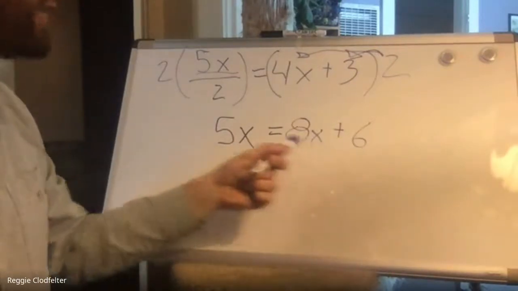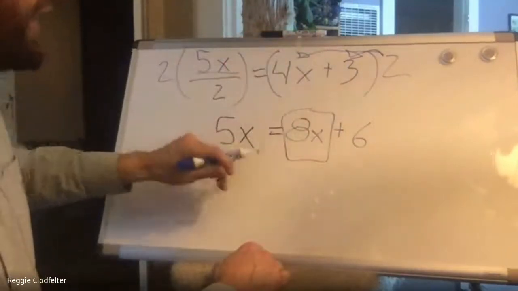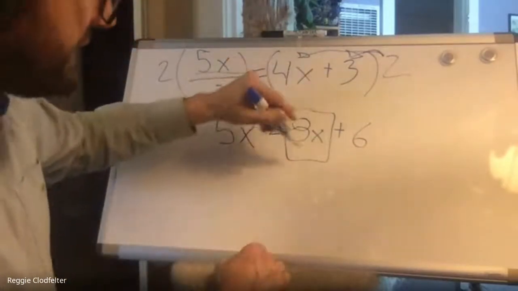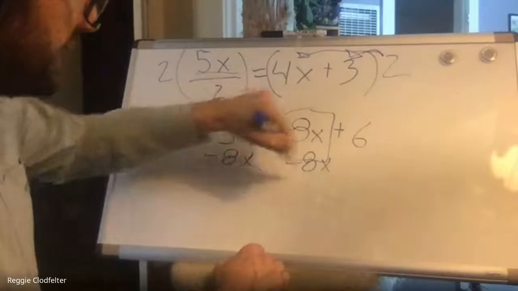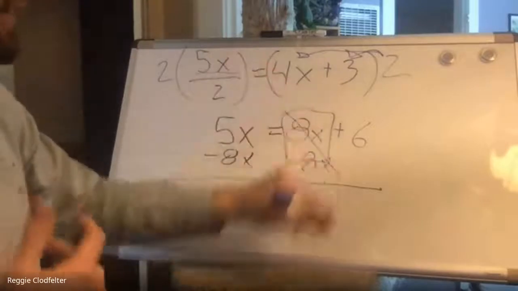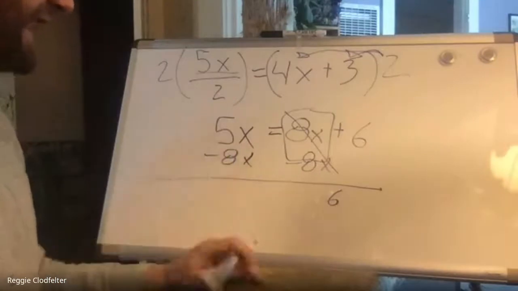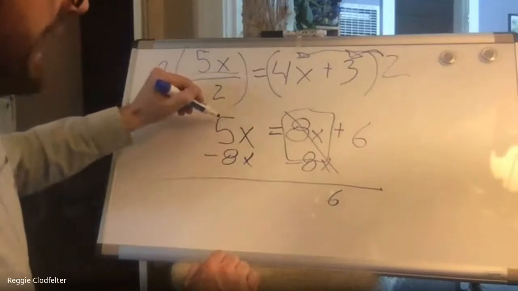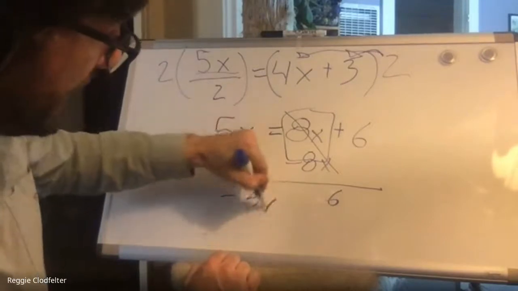Remember, I'm trying to get x on one side and a number on the other. So I'm going to get rid of this x so that I just have x's over here and 6's over there. The way I do that is if I have a positive 8x, I can just subtract 8x. But remember, I have to do it from both sides. So 8x plus 6 minus 8x is going to leave me with just 6 because 8x minus 8x is 0. 5x minus 8x is going to leave me with negative 3x because we had 5 positive x's. We took away 8 x's. So now we have negative 3 x's.